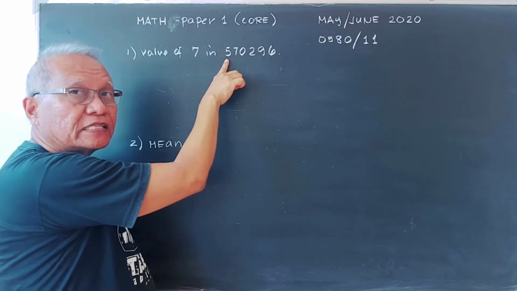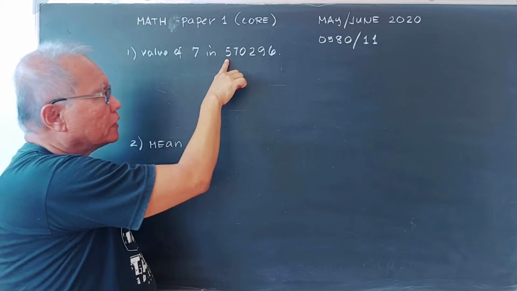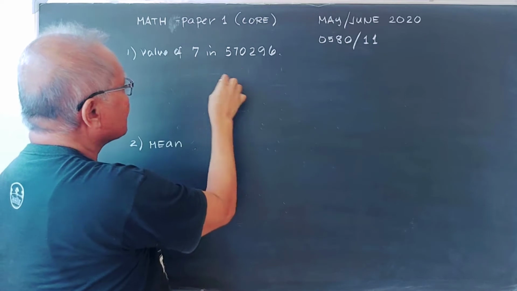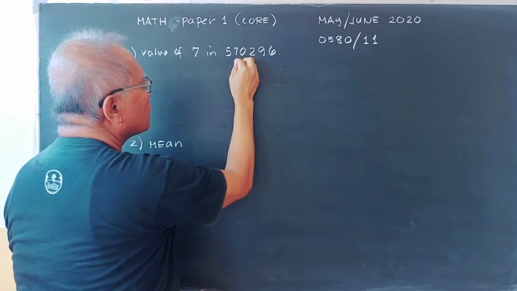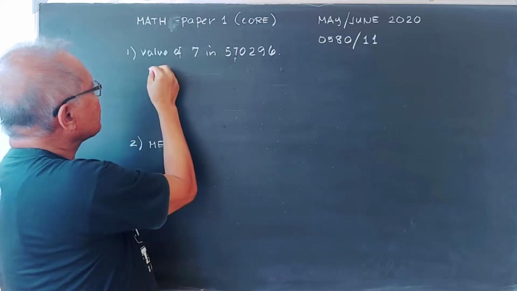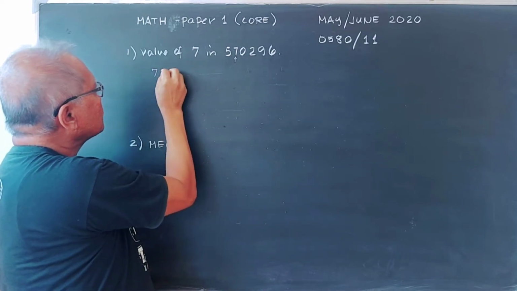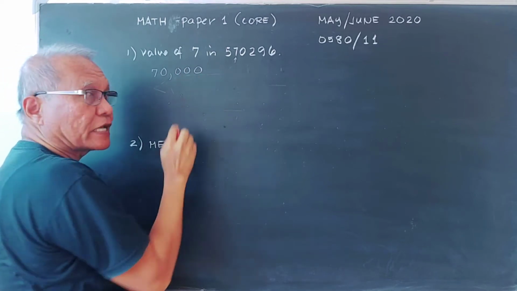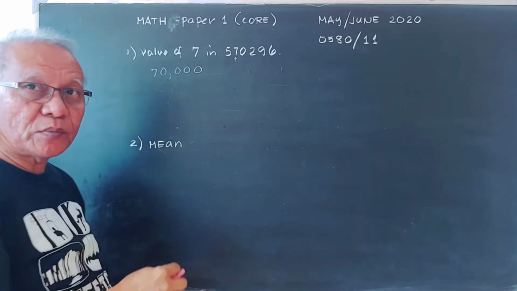This one is the 100,000s, so here we have 500,000s. So for the 7, the place value of our 7 here is 7 10,000s, or simply 70,000.